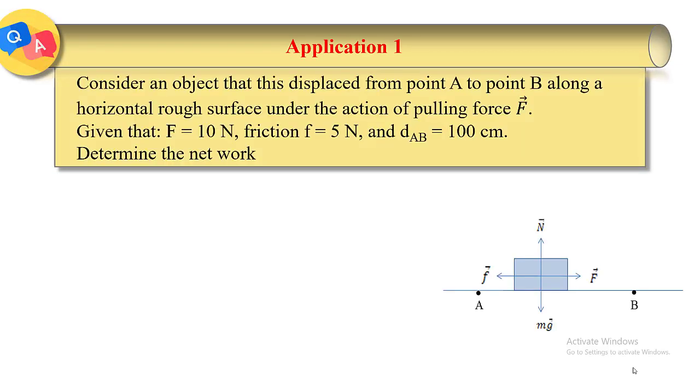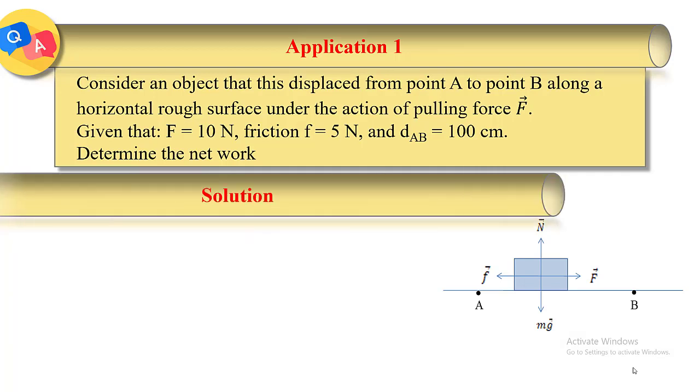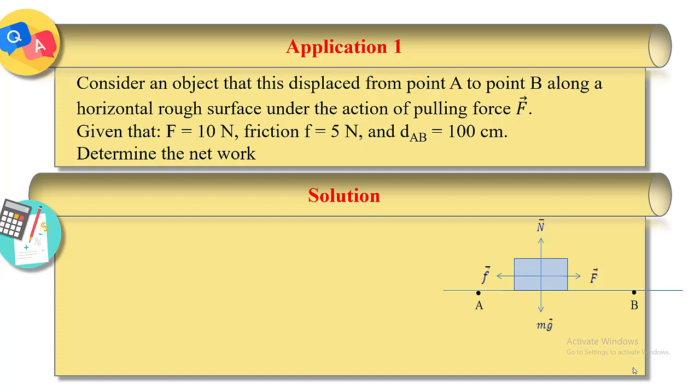Let's solve the first application. We have an object displaced from point A to point B along a horizontal rough surface under the action of a pulling force. We have to determine the net work, or the sum of work of all external forces. First, we have to determine the external forces and draw them on a free body diagram. We have four forces. We have the pulling force that is directed as the motion. We have the friction force, directed opposite to the motion, and we have the weight and the normal, which are perpendicular to the displacement AB.